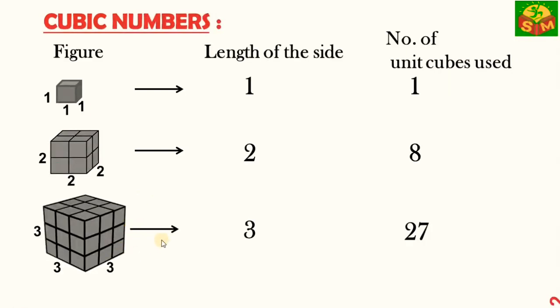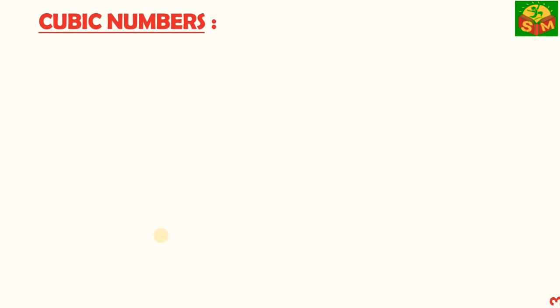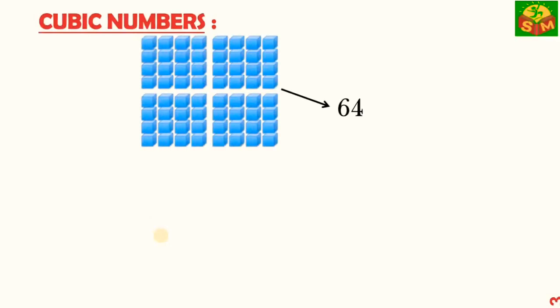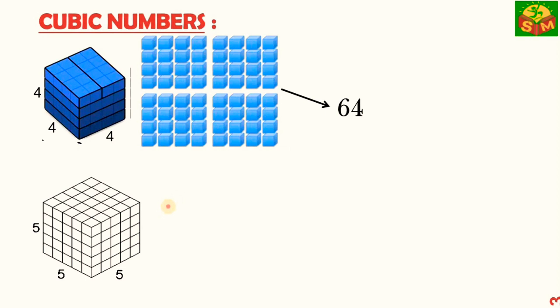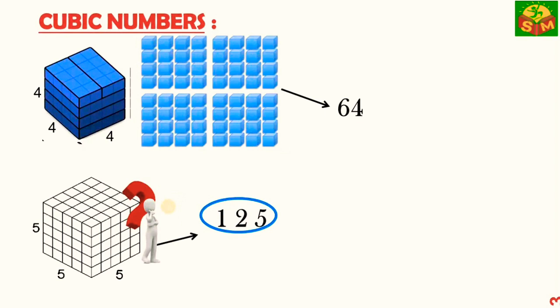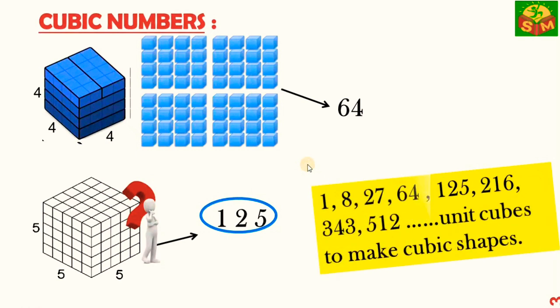Then, what about the next cube? We require 64 unit cubes to form a cube of side 4 units. Now guess, how many unit cubes are required to make a cube whose side is 5 units? Obviously, you will need 125 unit cubes. So we require 1, 8, 27, 64, 125, 216 and so on unit cubes to make cubic shapes.